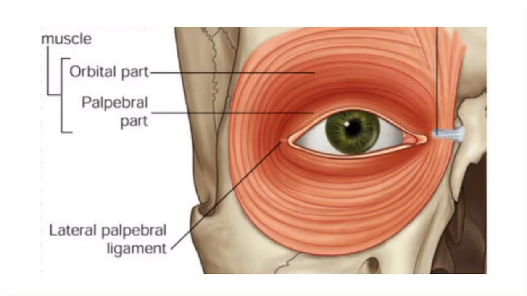Second is the palpebral part. The palpebral part is attached to the eyelid. So palpebral part, it takes its origin from the medial palpebral ligament and it is inserted into the lateral palpebral ligament. So here it starts from here and ends in the lateral side. So here it is forming the eyelid muscle, okay, palpebral ligament.